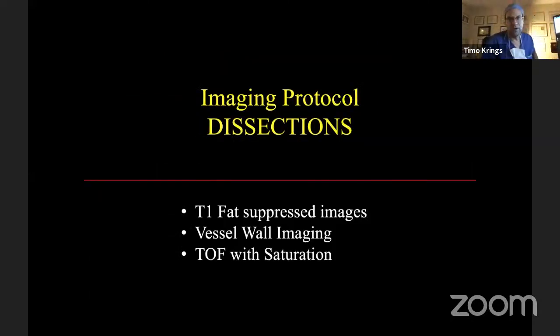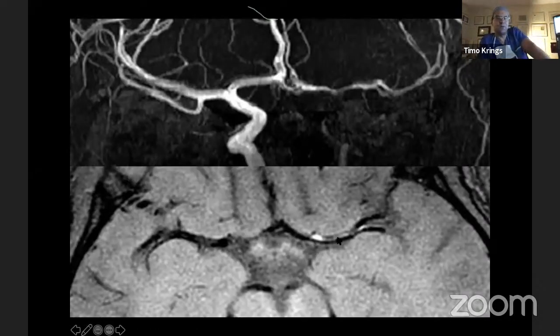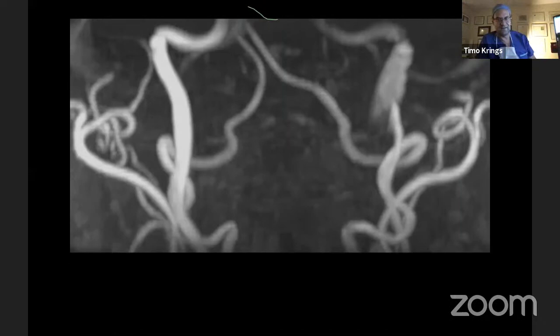Our imaging protocol, we strongly do believe in T1 fat suppressed imaging, time of flight with a saturation band or with vessel wall imaging. And here's just a recent example of a patient with a dissection that we could see very nicely here on the unenhanced black blood imaging sequences, on unenhanced T1 weighted sequences. And here another example of a dissection where vessel wall imaging shows the spiraling dissection. And here another example of a dissection where vessel wall imaging demonstrates the methemoglobin signal in this apparent narrowing of the MCA in this young child.